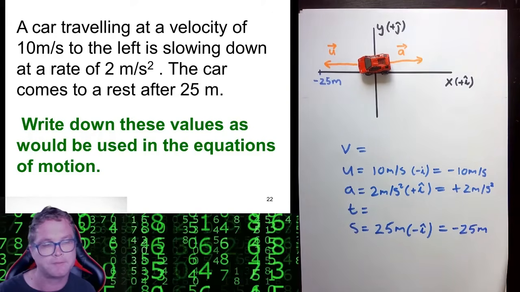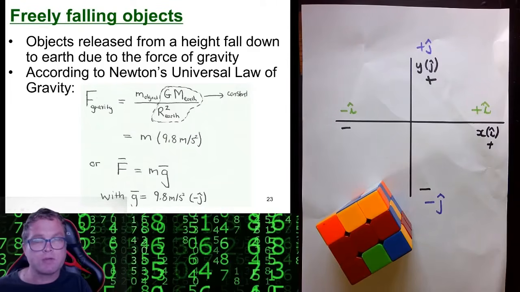Up until now, we've been talking about cars and objects moving in the x direction, but it's also important for us to look at motion in the y direction. So in terms of this, we're concerned with free-falling objects. So objects released from some height fall to the earth due to the force of gravity. This is something that's intuitive.